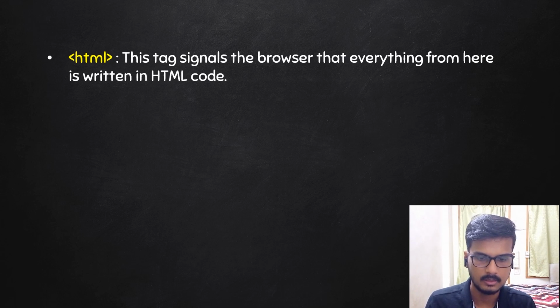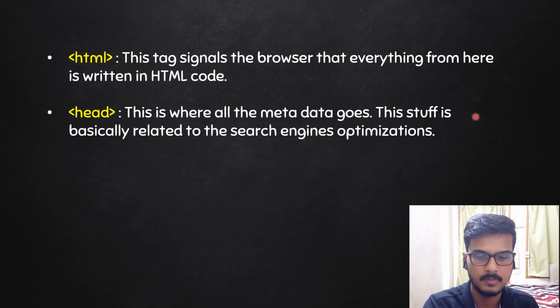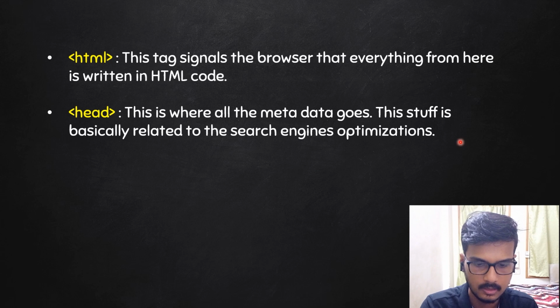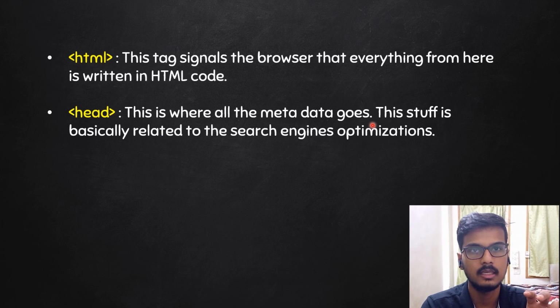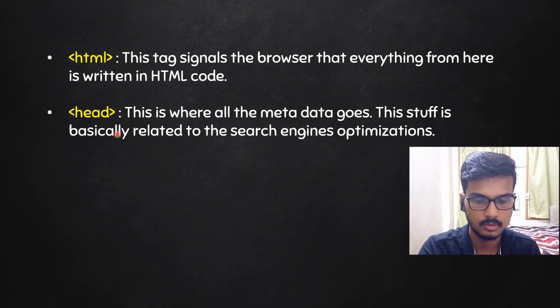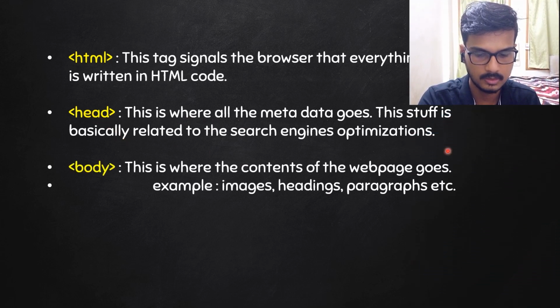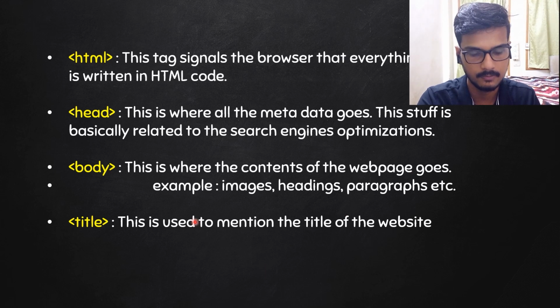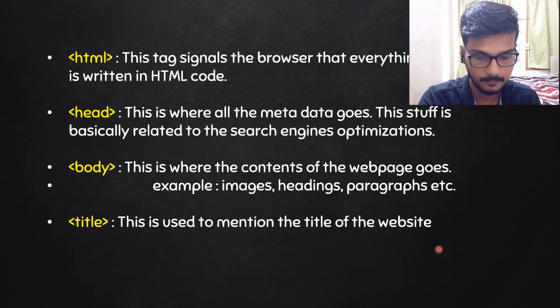This html tag, as I said before, signals the browser that everything from here is written in HTML code. That's it. The PPTs and PDFs will be given, so you can refer to all of this information later. As you can see, the head tag is where all of the metadata goes. Metadata is data that is useful for the web browser, for search engine optimization and so on. We will talk about it later. For now, remember the head tag, and inside it you use the title tag. We'll look at the real purpose of the title tag here.